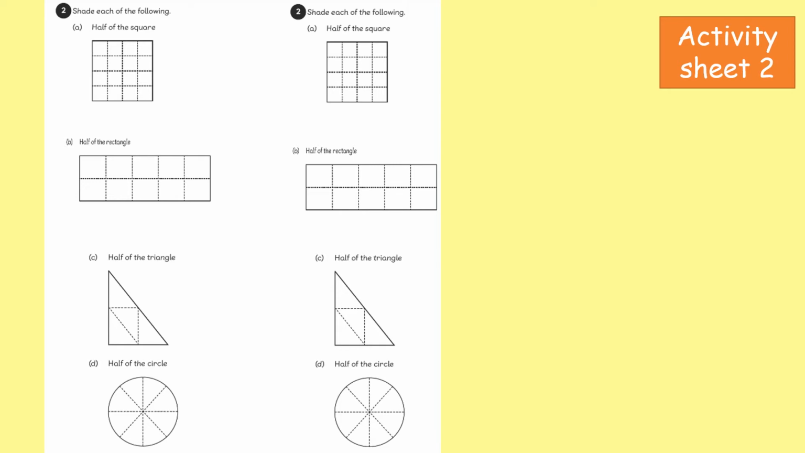Now, let's have a look. I'd like you to have a go at activity sheet 2. If you can print it out and have a go with an adult or have a go independently on your own, you can do that. Okay. If you can't, guys, we can have a go together. That's fine. Okay, if you're going to have a go on your own, you can pause the video.